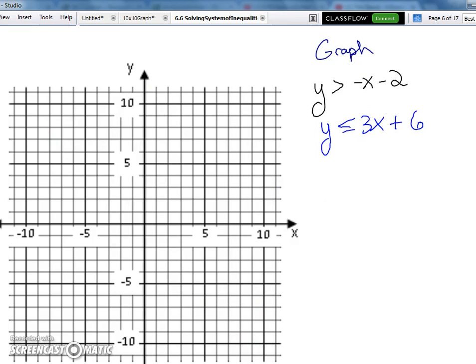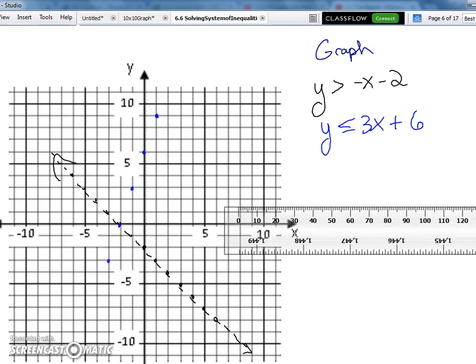Now let's try our first system. Remember, the whole purpose of this video is to graph a system of inequalities. So I'm going to first graph the black line, again negative x minus 2. So it looks like this. Notice that it is a dotted line. It does not have an equal sign. Then we have the blue line, 3x plus 6. So you're going to start at 6, and go up 3 over 1, or down 3, 1 to the left. And this will be a solid line.